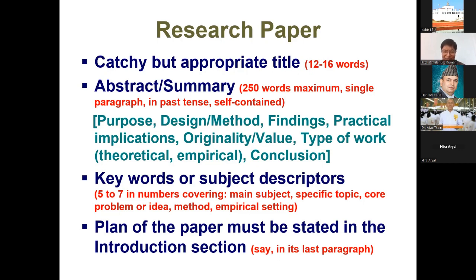You have to write in the abstract the purpose, the design method, findings, practical implications, originality, value, type of the work, theoretical, empirical, and conclusion. Here, theoretical and empirical are the methods of the research; which type of research methodology you are going to use, you have to write down. Then keywords you have to write, 5 to 7, not more than that. And the keywords should cover the main subject, a specific topic, core problem, or the idea, method, empirical setting.